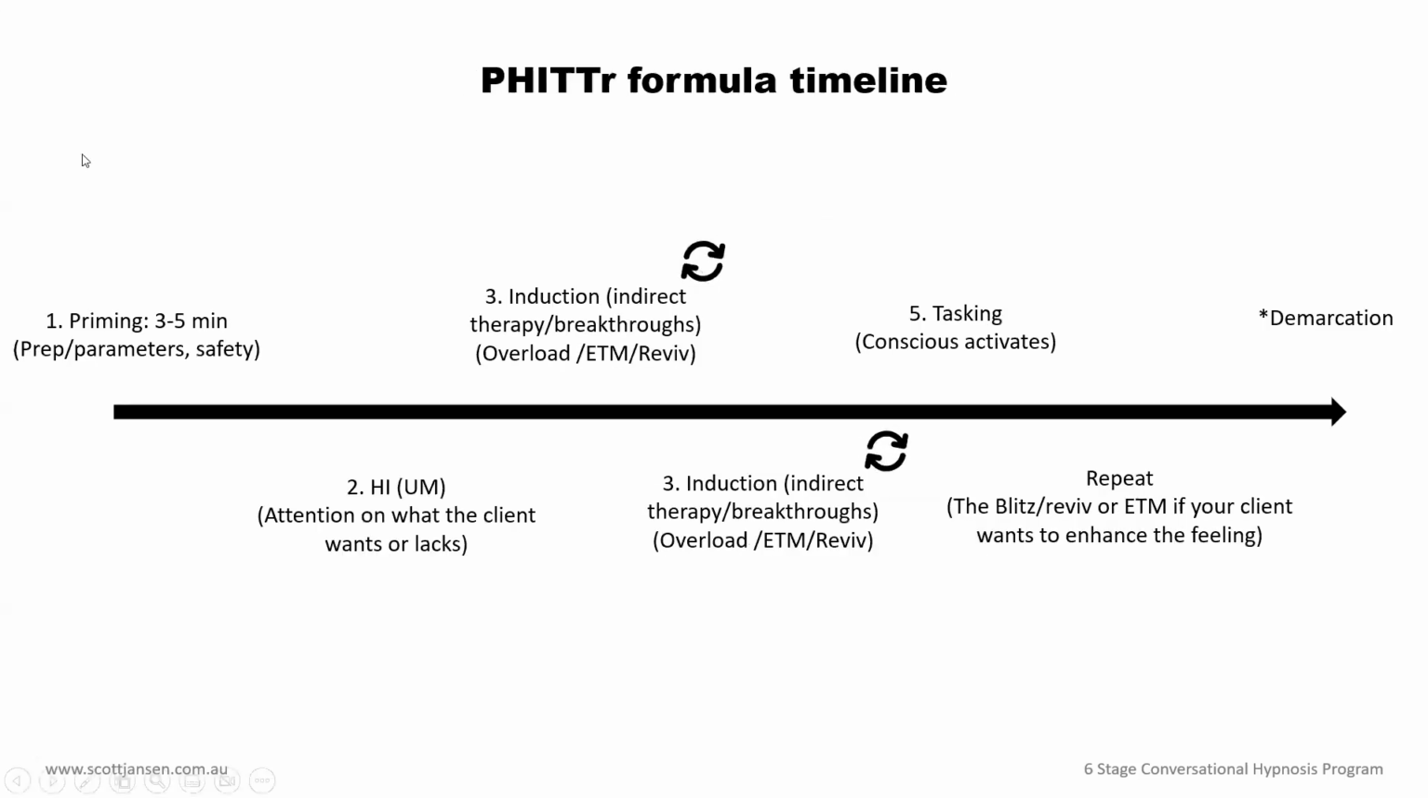So let's look at the fitter formula timeline. What we're going to do is this. Number one, we're going to do something called priming for about 3 to 5 minutes. This has prep and parameters and safety. It sets up what I call a healing trance compared to just a trance itself. Just because a client goes into trance does not mean they can be healed. I'm going to show you how to set up a healing trance. So by the time they quote unquote go into hypnosis, they'll start to have a breakthrough.